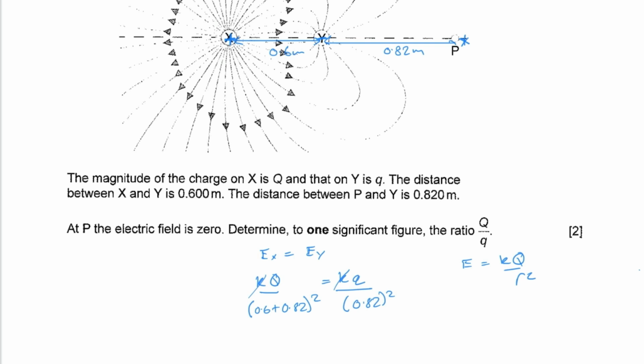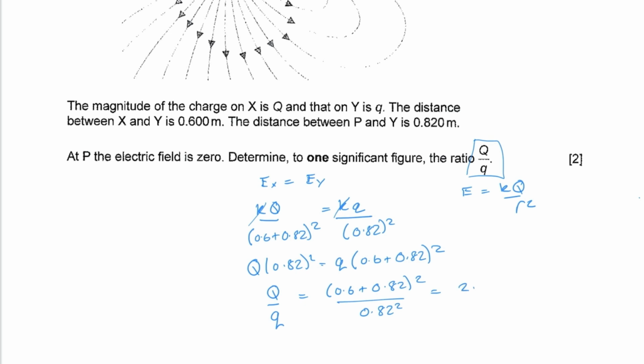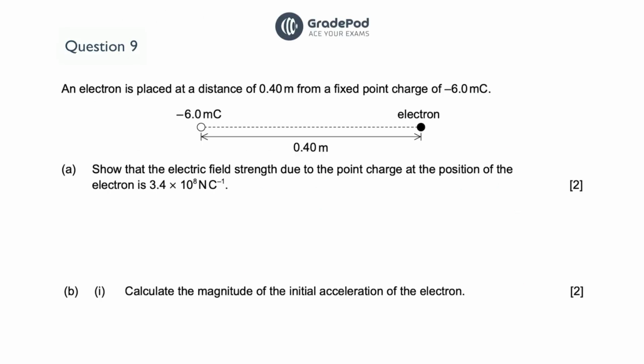Cancel out the K's and let's cross multiply. So we've got Q times 0.82 squared equals small q times 0.6 plus 0.82 all squared. Now we want to bring it down to the ratio of Q over q, and that means the answer will be 0.6 plus 0.82 all squared over 0.82 squared, which gives us an answer of 2.998. We wanted one significant figure. The answer is 3.